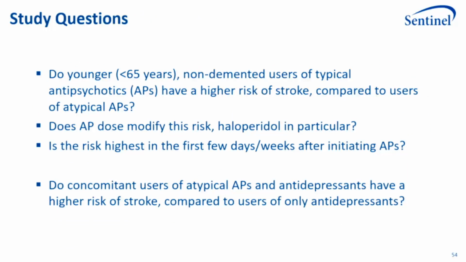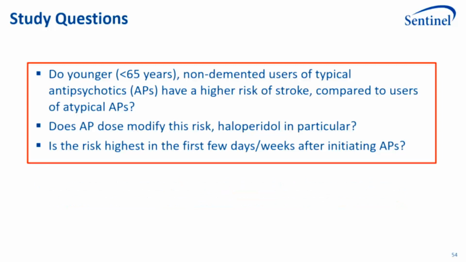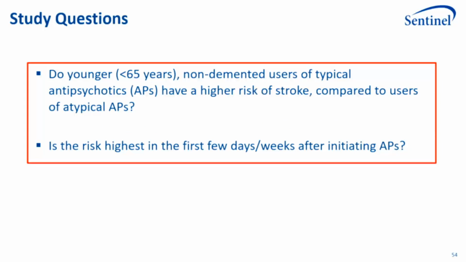We can group our study questions into 2 aims. The first aim focuses on typical versus atypical antipsychotics without any consideration of concomitant SSRI use. Based on L1 results, we knew that Sentinel might not be the best source to tackle the dose problem. So in the differential analysis, we removed this question and focused on the other 2. The rest of aim 1 was relatively straightforward.